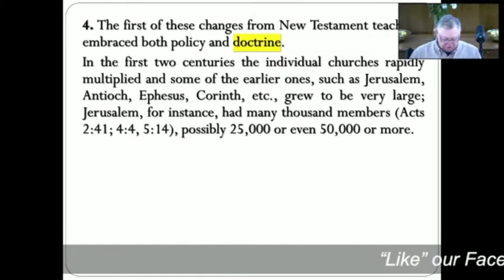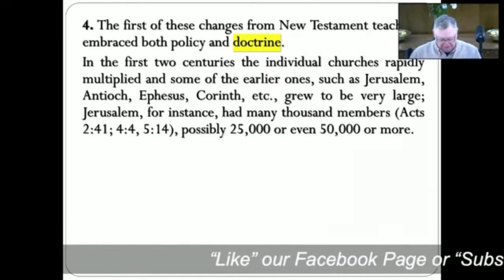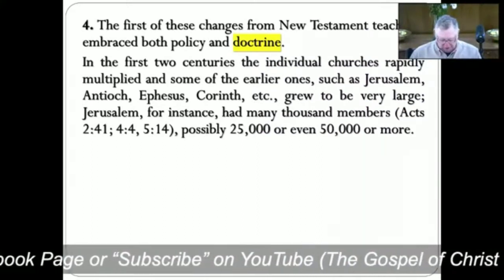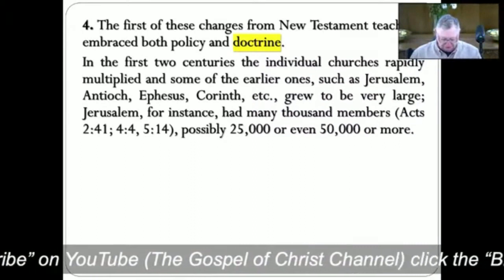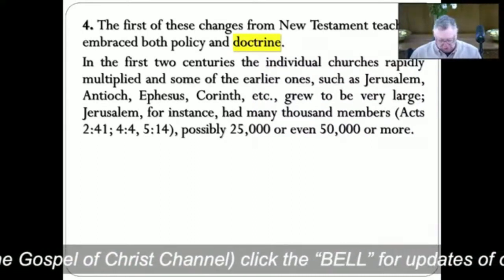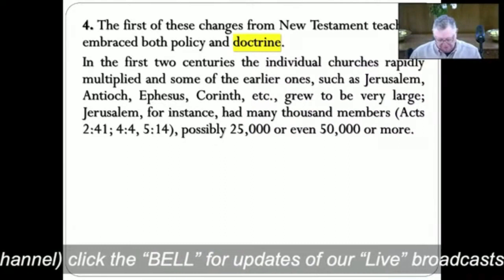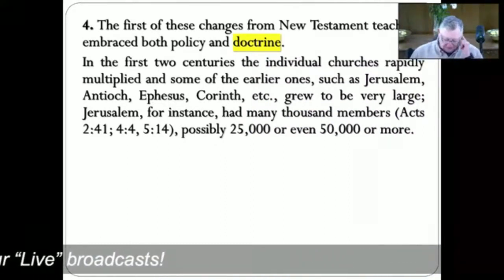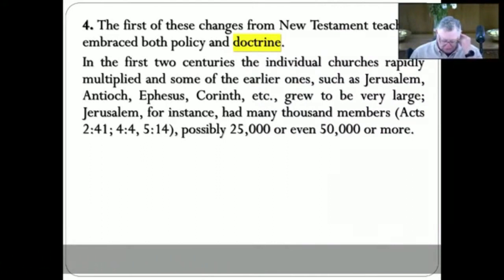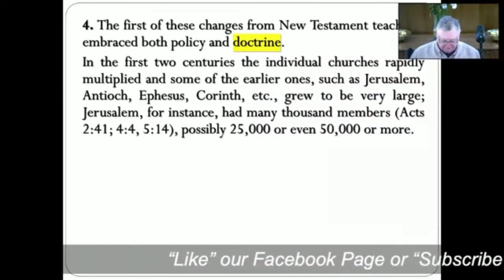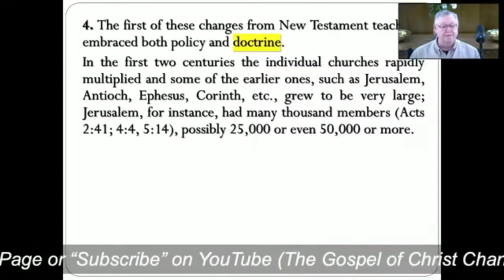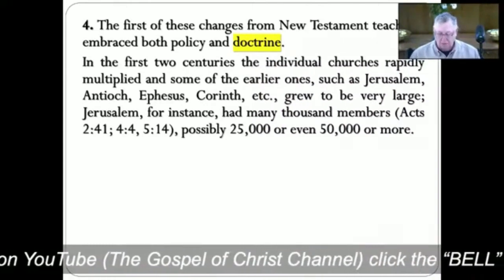In the first 2 centuries, the individual churches rapidly multiplied, and some of the earlier ones, such as Jerusalem, Antioch, Ephesus, Corinth, etc., grew to be very large. Jerusalem, for instance, had many thousand members. We'll look at these verses in just a moment. Possibly 25,000 or even 50,000 or more.